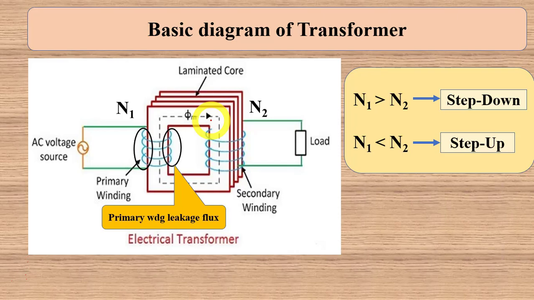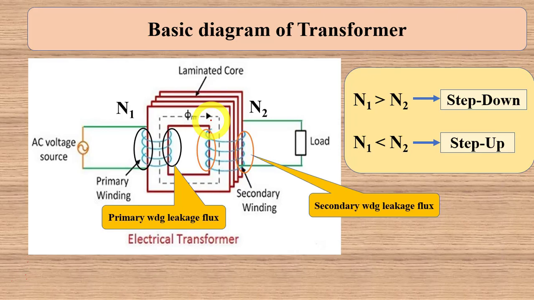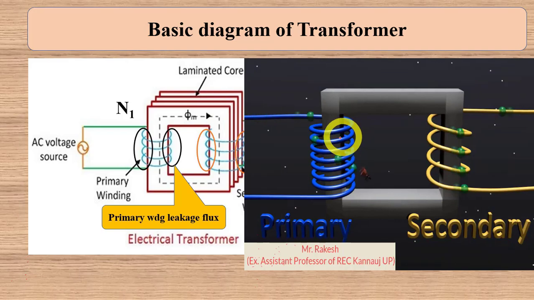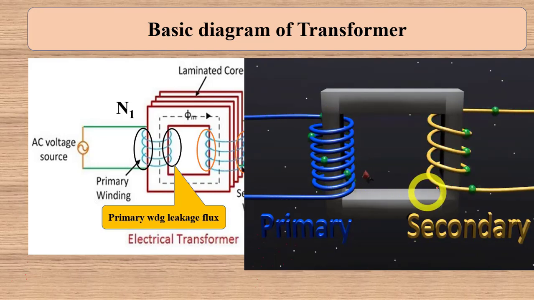When a load is connected across the secondary winding, due to the flow of current, a magnetic flux is set up which does not interlink the primary winding. Such flux is called secondary winding leakage flux. Due to these leakage fluxes, primary leakage reactance and secondary leakage reactance exist in the equivalent circuit of the transformer. Here current is passing through the primary winding and flux is going from the primary winding to the secondary winding, interlinking the secondary winding.